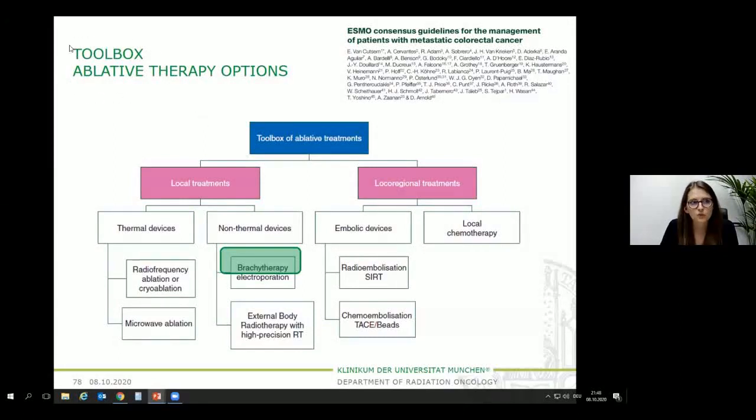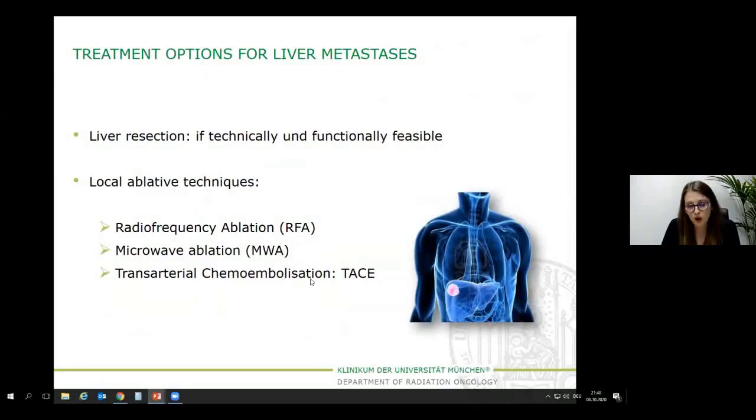We call it the toolbox of ablative treatments. And you can say, if you have a look at the local treatments, the non-thermal local treatments, you have brachytherapy as a treatment option, and you can offer this treatment to your patients. Also in liver mets, obviously surgery is always the first treatment option, and if patients cannot be treated, then you can do the other local ablative therapies like RFA or brachytherapy.